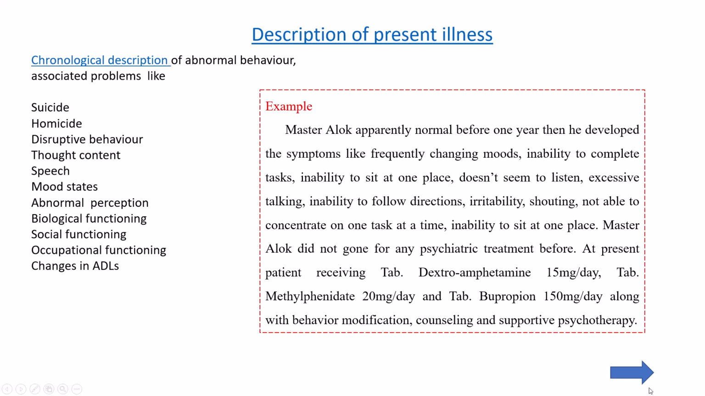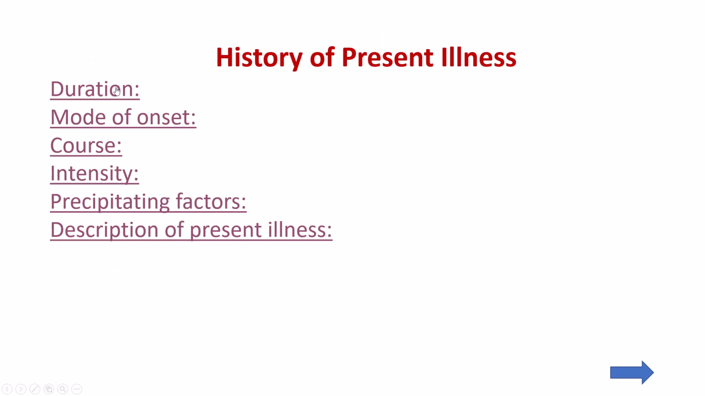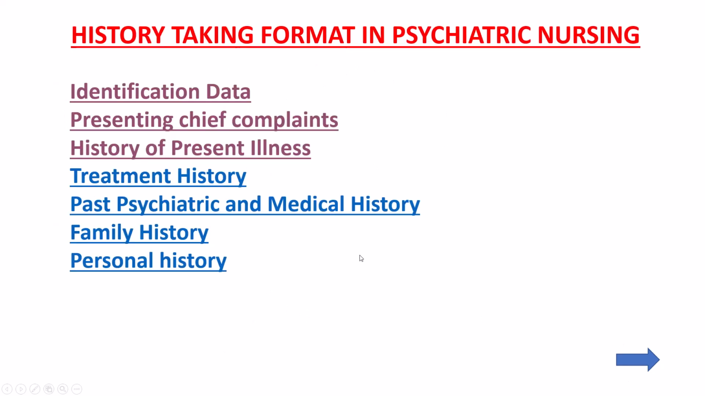Not only this, you see here duration, mode of onset, course, intensity, precipitating factors, description of present illness. In this description, we can include all of this. Separately also we can write, or together in one paragraph we can mention this present illness. Next is treatment history.